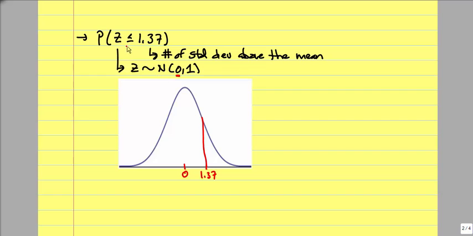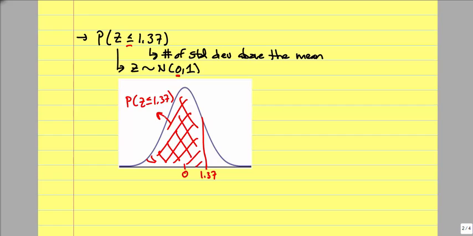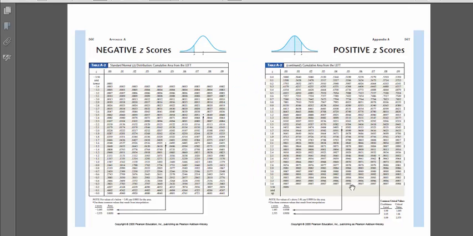Now this says less than or equal to, so that tells me this is the area that I'm looking for. So this is the probability that z is less than or equal to 1.37. That's the area that I'm looking for. Okay, so what we want to do, we can do two things. We can grab our z tables, our standard normal tables, and we can also look at this in terms of a shortcut on our calculators. So let's go ahead and pop up our z tables.